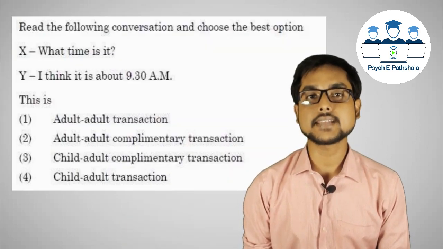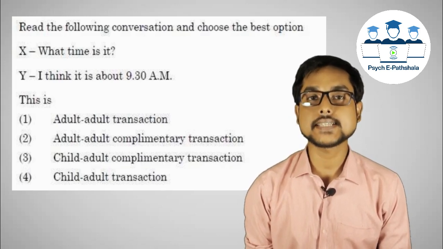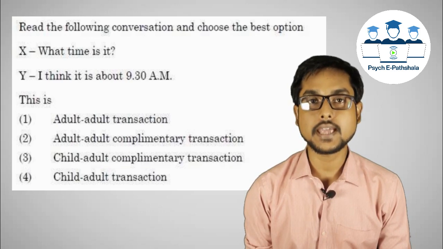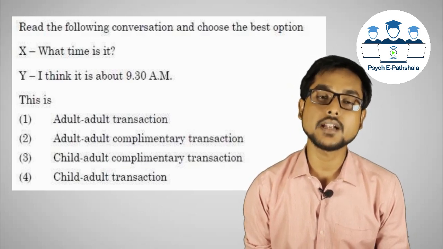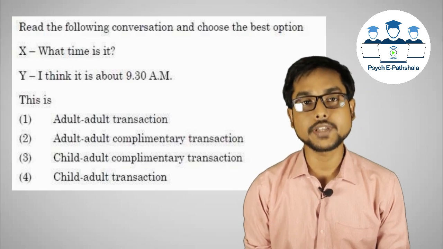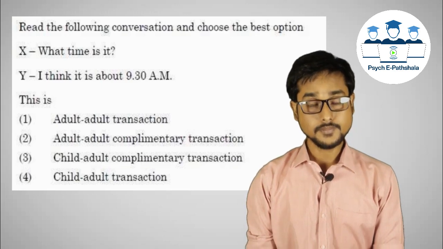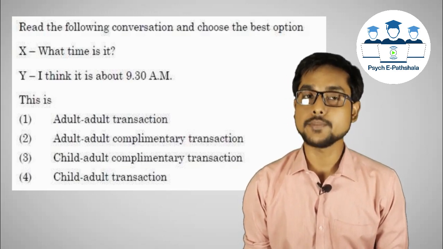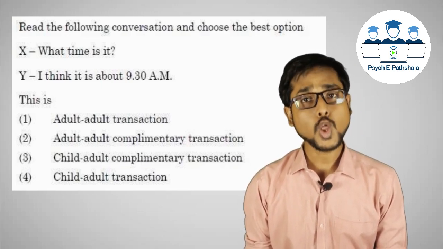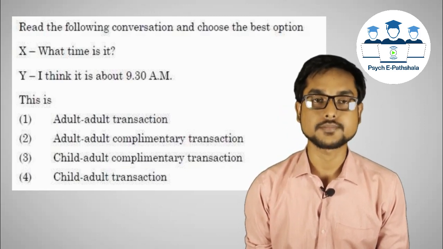As promised, now I'm going to discuss how to solve the 2 questions asked in NTA NET JRF Psychology paper in December 2019. In the first question, we see X asking what time is it. It is evident from the statement that X is asking from an adult ego state and is expecting a response from the adult ego state of Y. Y in return is also responding from the adult ego state as expected by X. As Y's ego state complements X's expectation, we may call this an adult-to-adult complementary transaction.